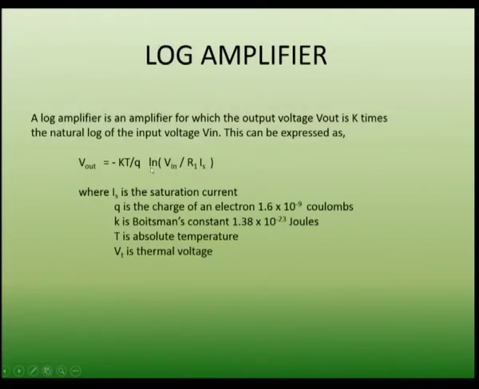Now, we are going to discuss the log amplifier in depth. It is an amplifier for which the output voltage V out is k times the natural log of the input voltage V in. This can be expressed by this equation: V out is equal to minus kT by q, natural logarithm of V in divided by R1 Is, where Is is the saturation current, q is the charge of the electron, k is the Boltzmann constant, T is absolute temperature and Vt is the thermal voltage.